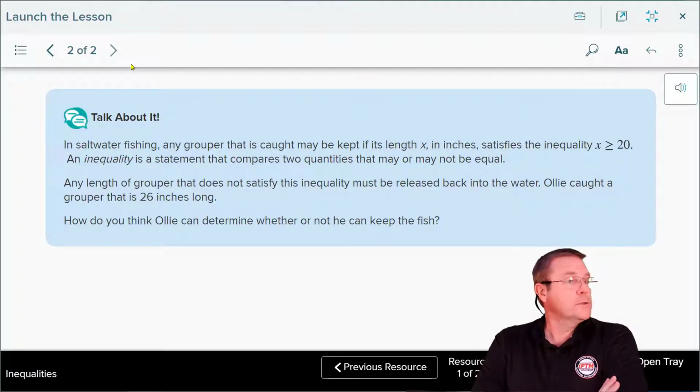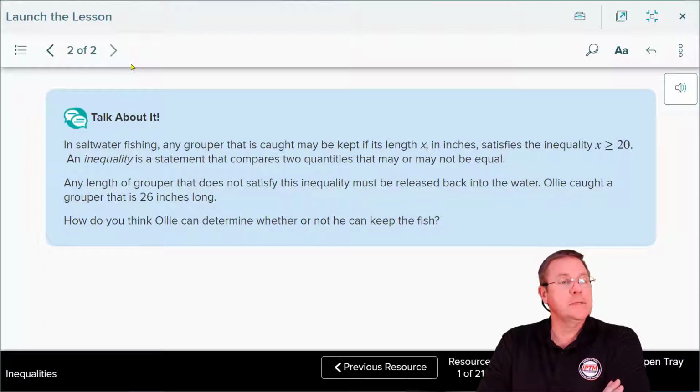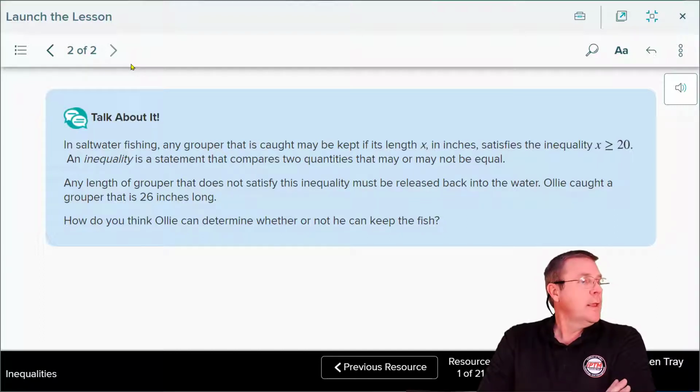In saltwater fishing, any grouper that is caught may be kept if its length x in inches satisfies the inequality x is greater than or equal to 20. An inequality is a statement that compares two quantities that may or may not be equal. Any length of grouper that does not satisfy this inequality must be released back in the water. Ollie caught a grouper that is 26 inches long.